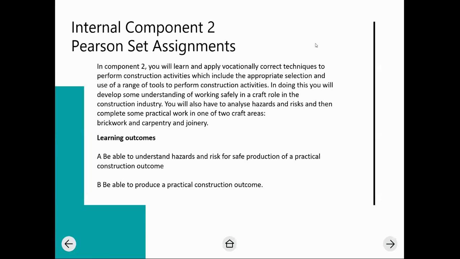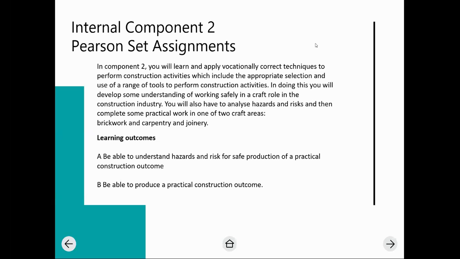Component 2 is where we will be asking the learners to apply vocationally correct techniques. Like I said, this is the practical component. Okay, there's some written work that will be required, but it is largely the practical vocational component, and we'll expect the students to show the use of an appropriate range of tools and performing construction activities. We're also expecting the students to be able to work safely, and to analyse hazards and risks through the use of a risk assessment.